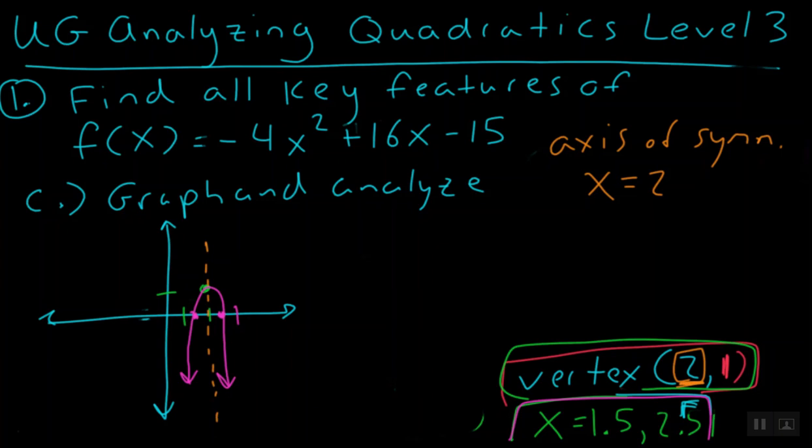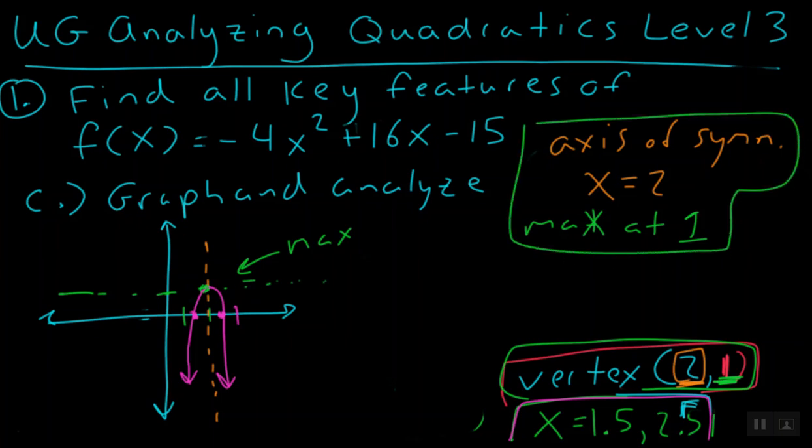Okay, I'll do this in green. I know that I have, in this case, a maximum. So I have a maximum at the y value of my vertex at positive 1. We're saying, hey, this thing will never get higher than positive 1.